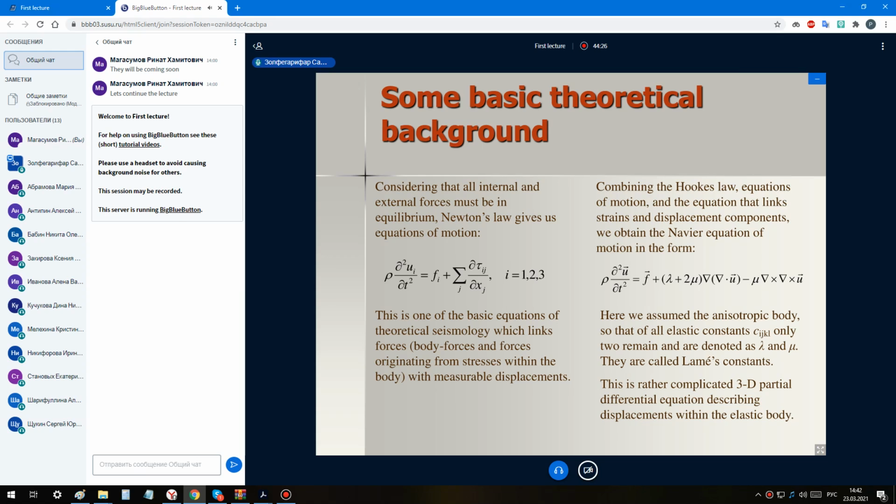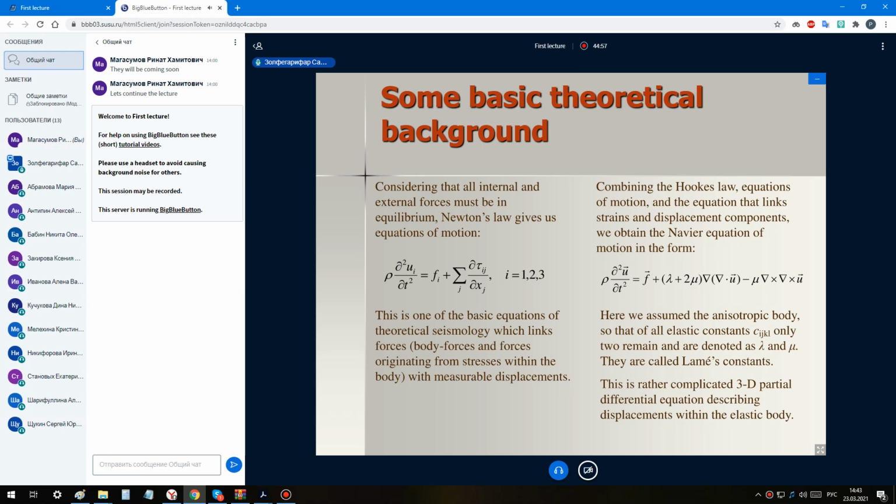This is one of the basic equations of theoretical seismology, which links forces, as body forces and forces originating from stress, with the body's measurable displacements.